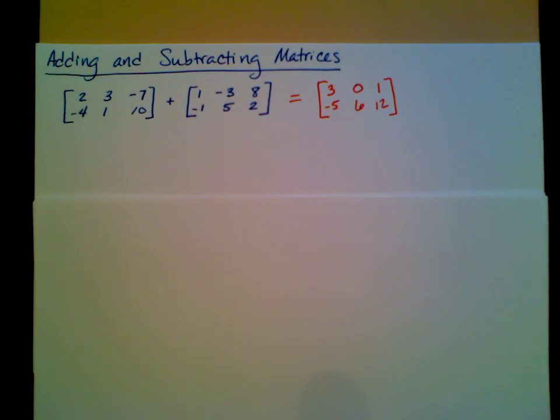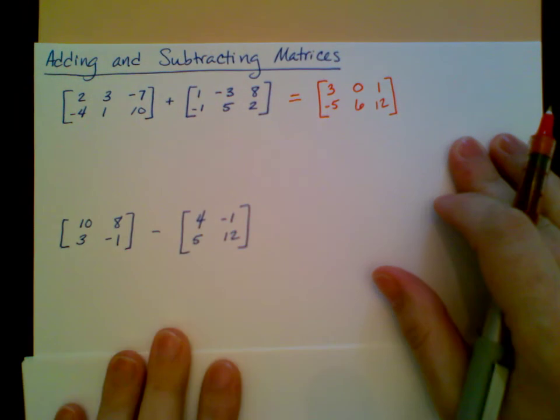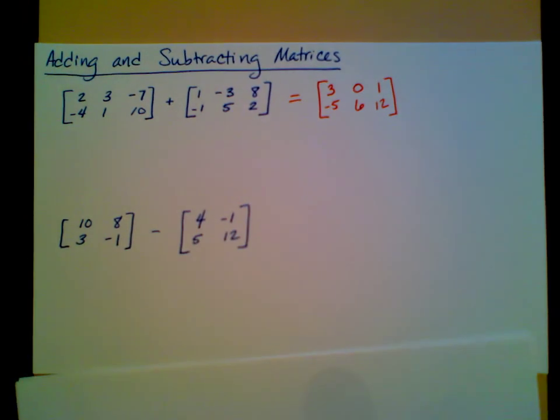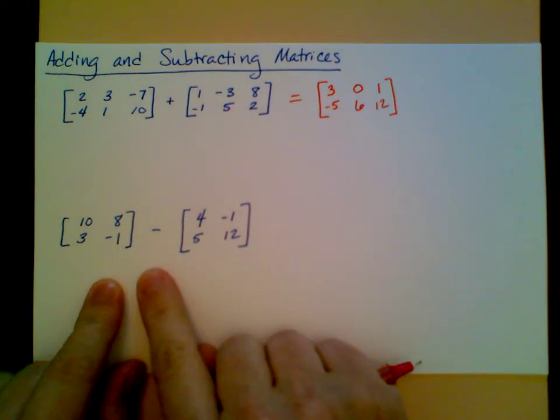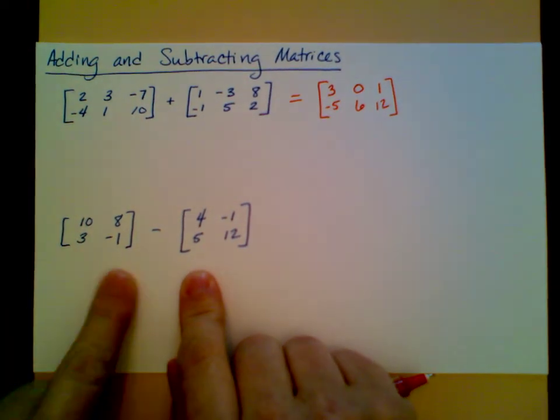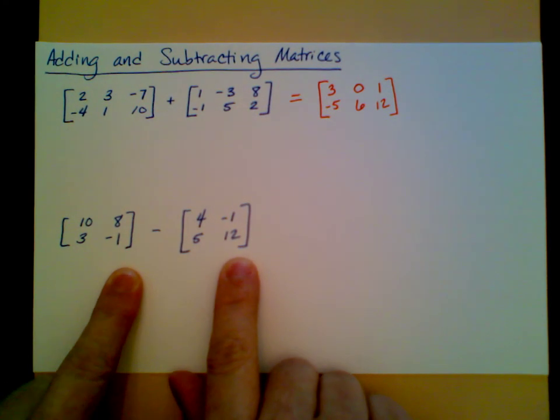There's really not a whole lot to say about adding and subtracting matrices. Just make sure that they're the same size first, and then you add the corresponding elements. So we also have an example of subtracting. We again need to make sure that these are the same size. This is a 2 by 2 matrix, and this one also is a 2 by 2 matrix.